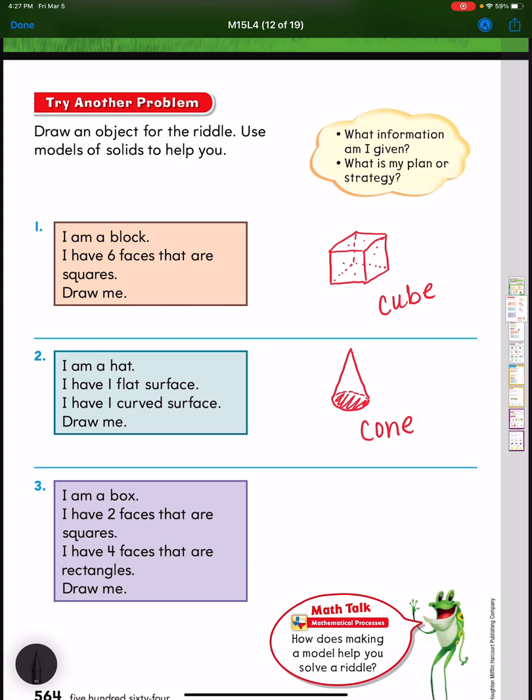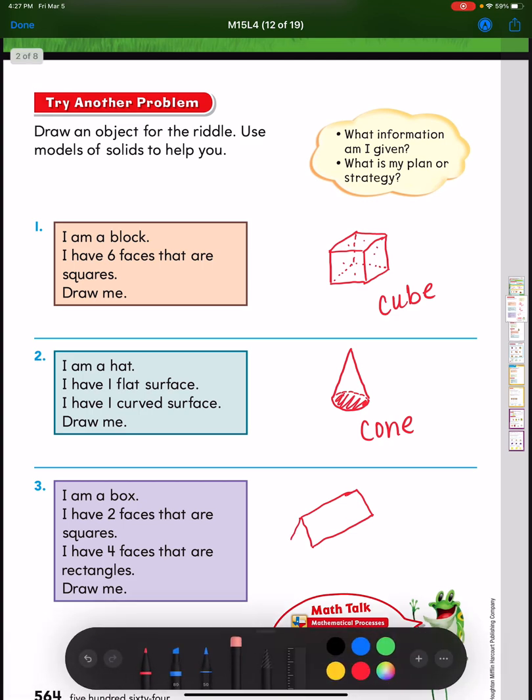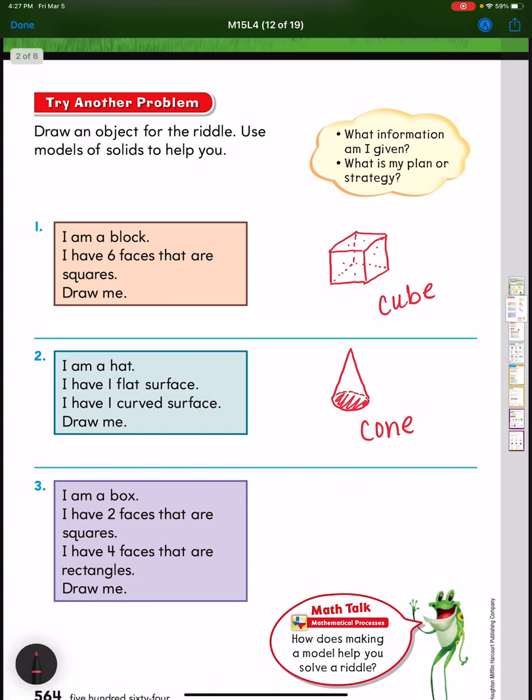So I'm going to do the best that I can do with drawing. I'm going to draw my rectangle. So here's my rectangle. Remember, a rectangle has 2 long sides and 2 short sides. All right. I'm going to try this again.